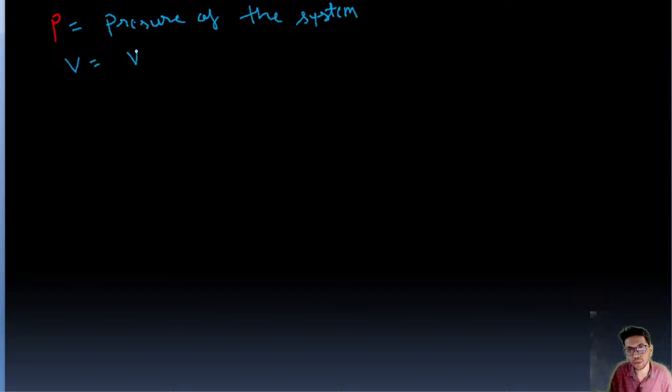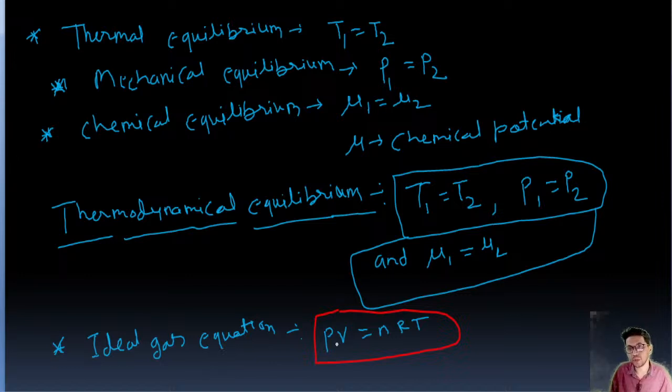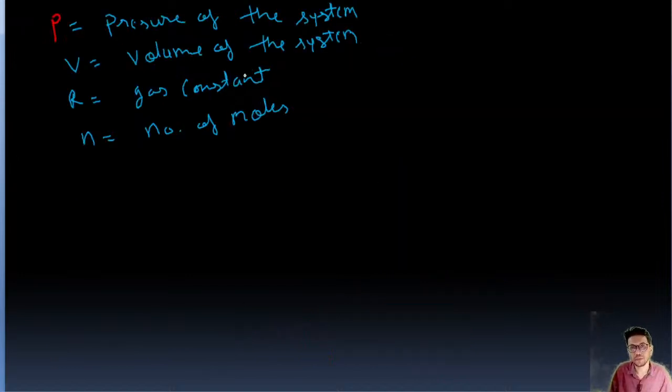V is the volume of the system. R is the gas constant. And n equals the number of moles. So this is the ideal gas equation, PV equals nRT. P is the pressure, V is the volume of the system, R is the gas constant, and n is the number of moles.